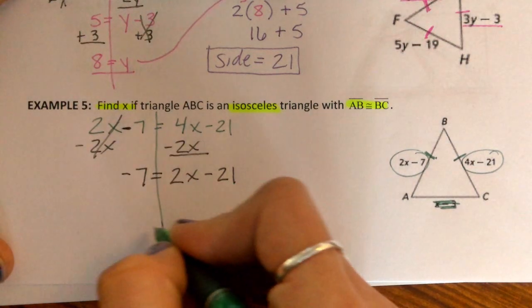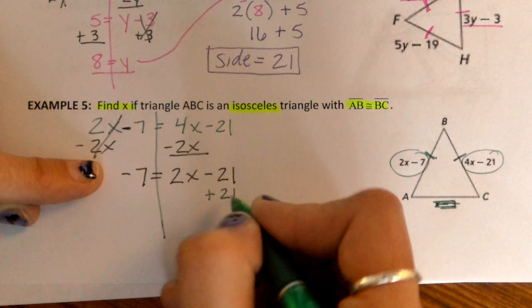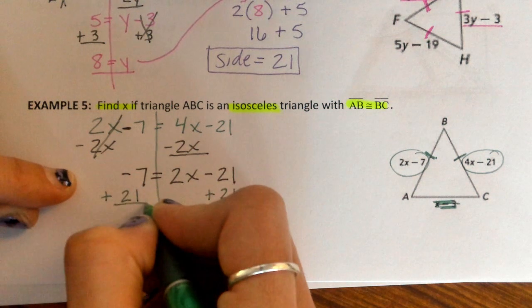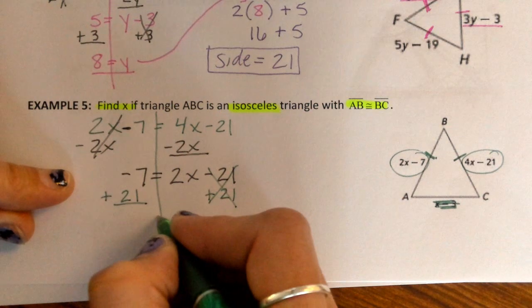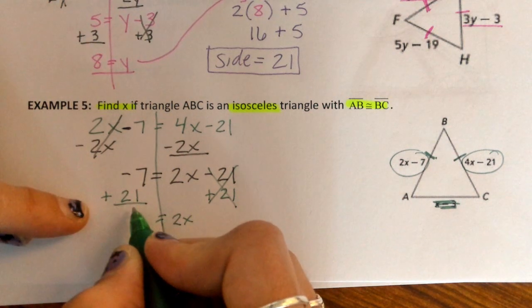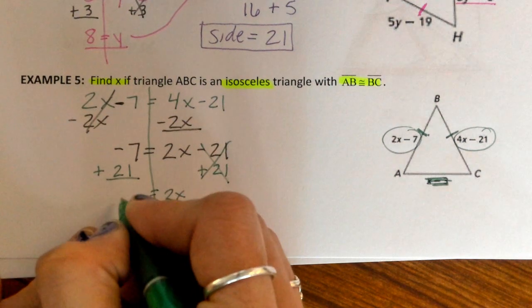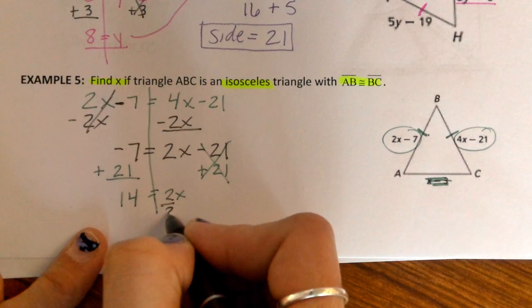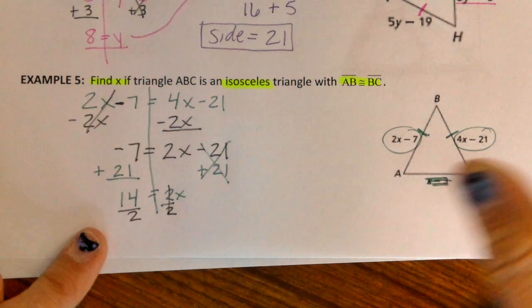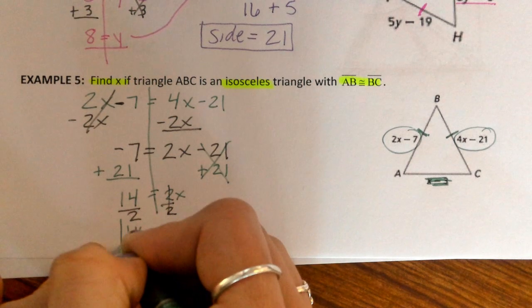Then we need to move that minus 21 over to the other side, which will take care of this negative. Watch what happens. We add that 21 to both sides. These cancel on the right. We can bring down our 2x. We have a negative 7 plus 21. If you plug that into your calculator, negative 7 plus 21 will give you a positive 14. Then last step, divide both sides by that coefficient. x is going to be equal to 14.